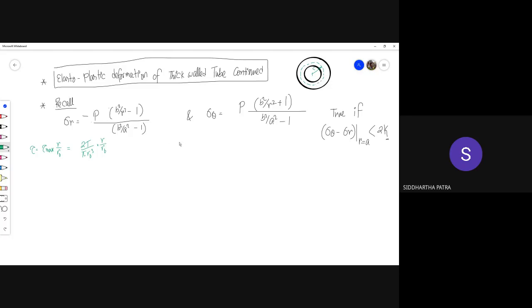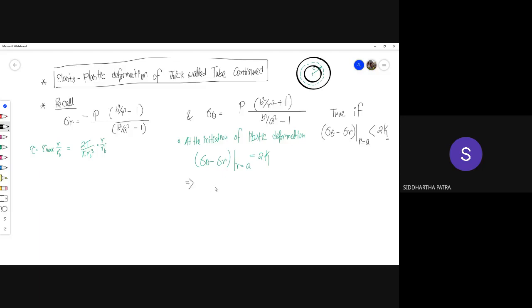Now, at the initiation of plastic deformation, so this quantity evaluated at A should be twice K. Now, how much is this quantity?